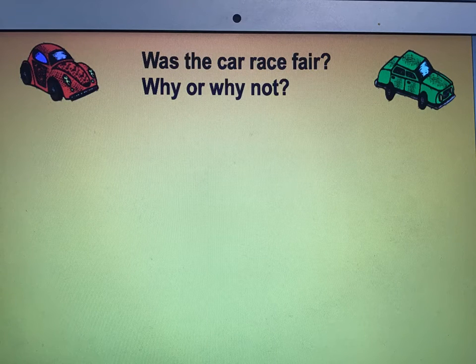So most of you know that, of course, the race wasn't fair. More than likely, the red car was going to win. But I bet some of you still picked the green car, even though you know you probably weren't going to win. Why do people do that? Well, most often it is because greed takes over, right?